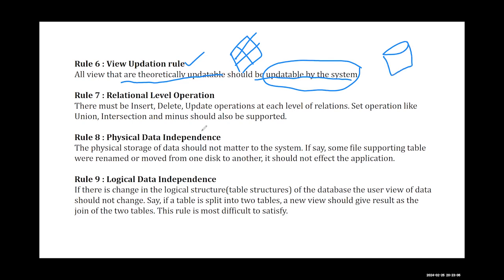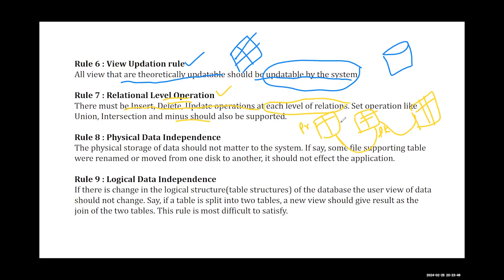Rule 7 says relational level operation. So there must be insert, delete, update operations at each level of relations. Okay, also set operations like union, intersection and minus. So what is this? So we will have n number of tables and these tables are connected with the help of a primary key, and we will also have a foreign key because of which they will be connected. So we can have hundreds and thousands of tables in a relational database system. So whatever the level of relationship, we should be able to insert, delete and update. Similarly, we should be able to perform set operations like union, intersection and minus.